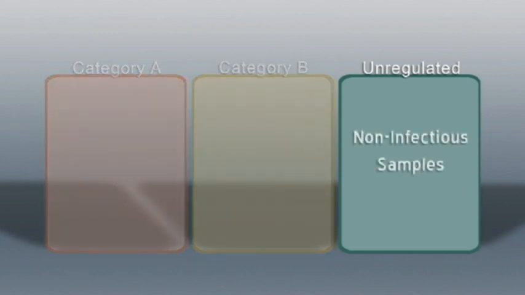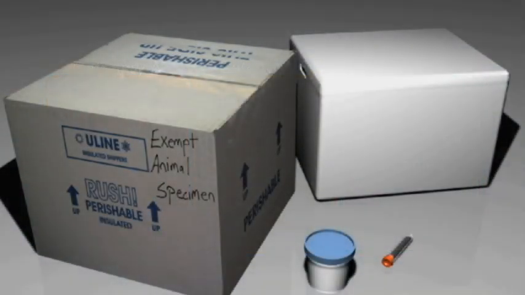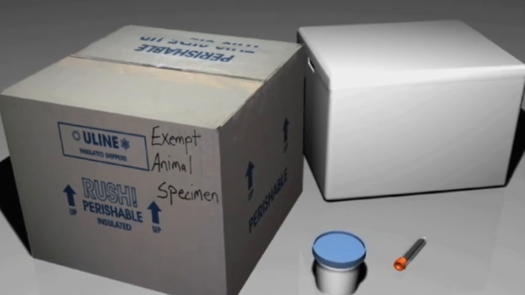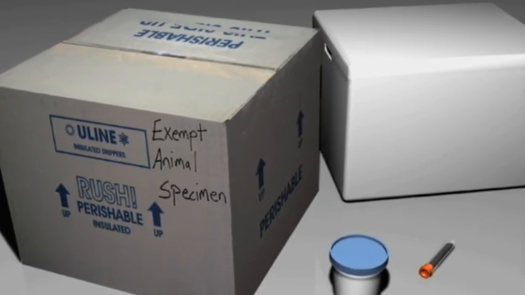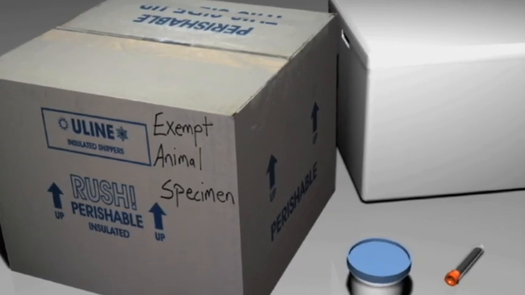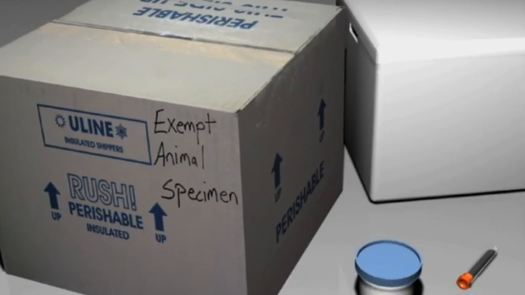Unregulated samples are patient specimens that are not expected to contain infectious agents. Specimens like serum samples from healthy animals and hair samples for genetic testing can be packaged in appropriate leak-proof triple packaging and labeled Exempt Animal Specimen for shipment.